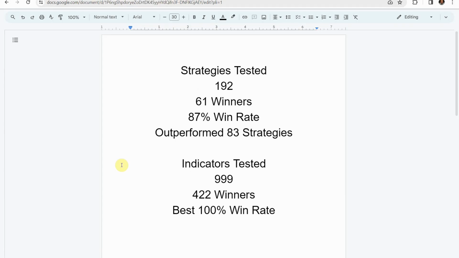Alright, as I said, today we will be testing a 5-minute scalping strategy. Before we do though, I wanted to put the testing scoreboard up for everyone to see. So to date, we have tested a total of 192 different strategies, with 61 of them being winners. The best one so far was able to achieve an 87% win rate. That was achieved using the Academy of Forex indicator. And so far, since we've been keeping track, it has outperformed 83 other strategies that we have put it up against, every single one so far. We've also tested a total of 999 indicators, with 422 of them being winners.